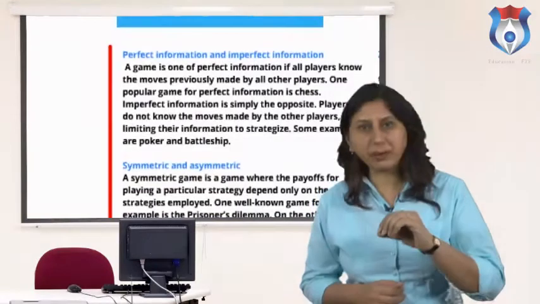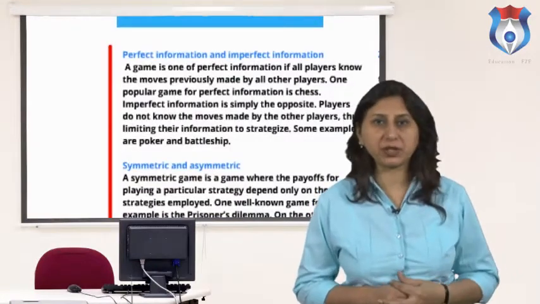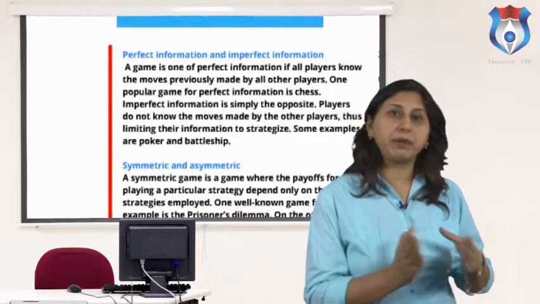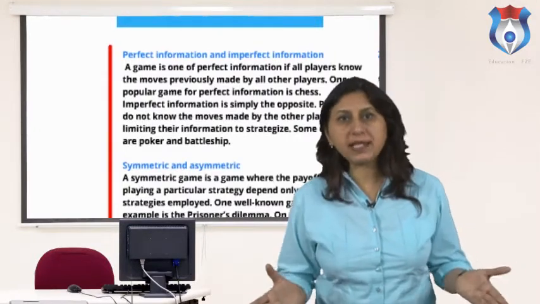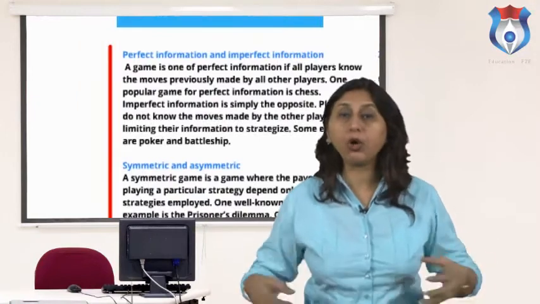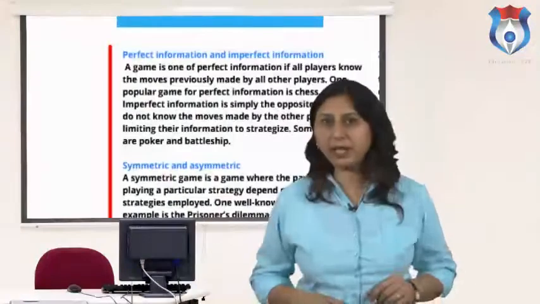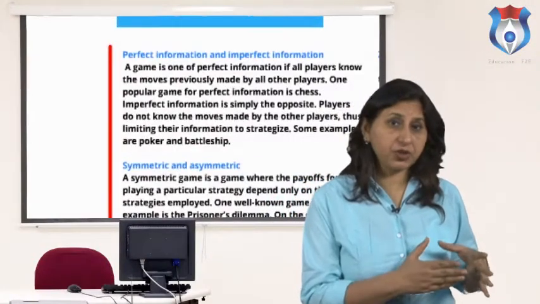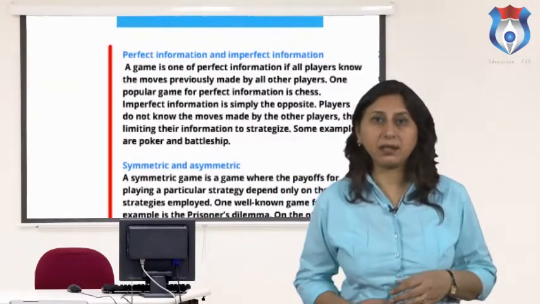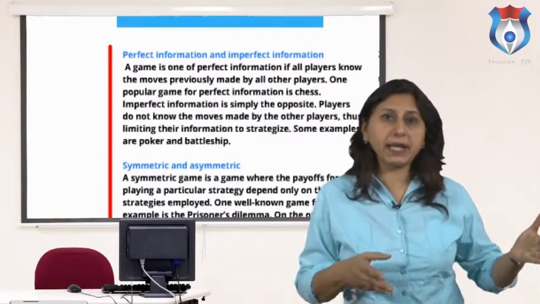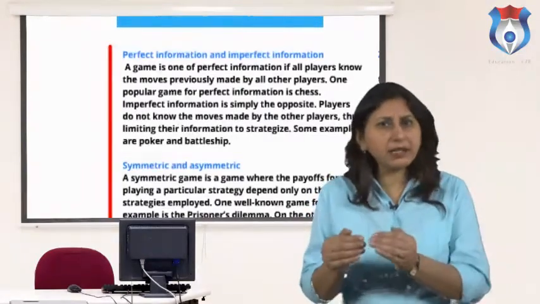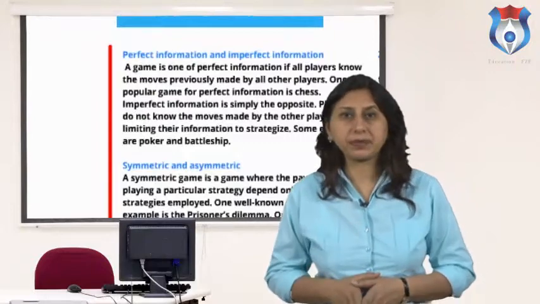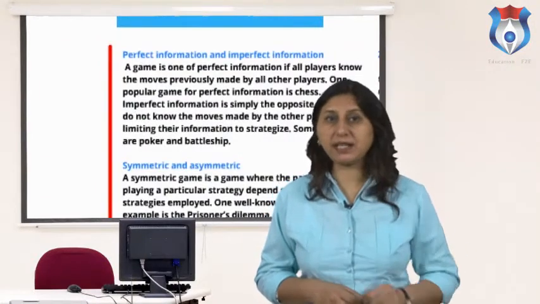Subsequent developments have led to the formulation of confrontation analysis. Perfect information and imperfect information: a game is one of perfect information if all players know the moves previously made by all other players. One popular game of perfect information is chess. Imperfect information is simply the opposite. Players do not know the moves made by the other players, thus limiting their information to strategize. Some examples are poker and battleship.